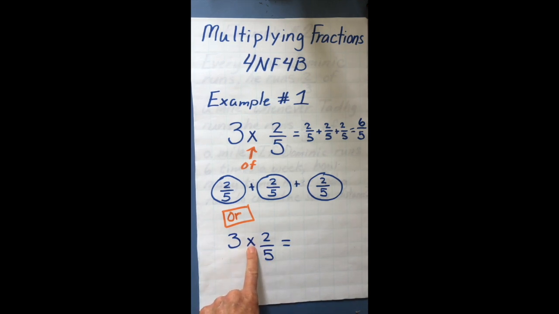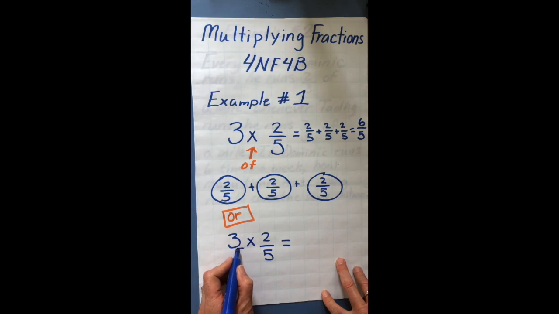Multiplying fractions is no big problem. It's the top times the top. Wait, that's not a fraction. I have to make it a fraction. We know to make 3 a fraction, you just put it over 1. Okay, now we've made the whole number 3 into a fraction, 3 over 1.